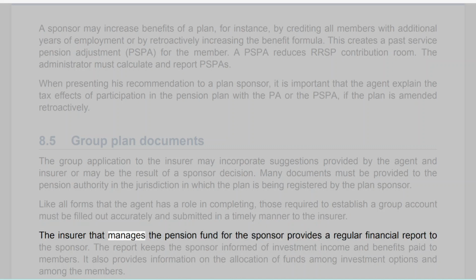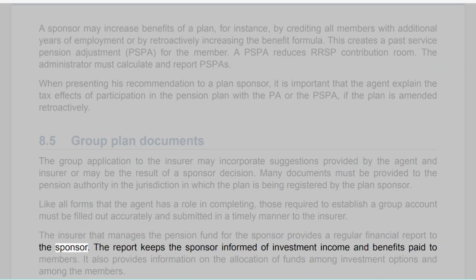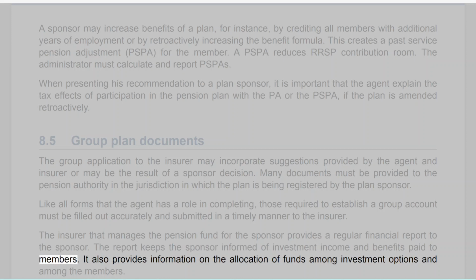The insurer that manages the pension fund for the sponsor provides a regular financial report to the sponsor. The report keeps the sponsor informed of investment income and benefits paid to members. It also provides information on the allocation of funds among investment options and among the members.